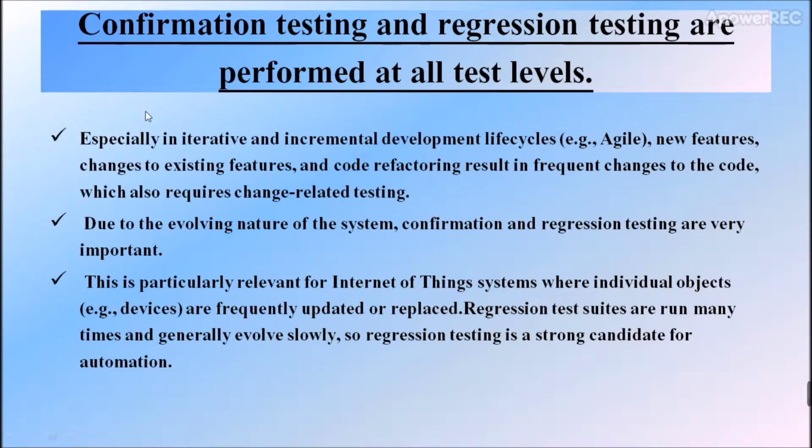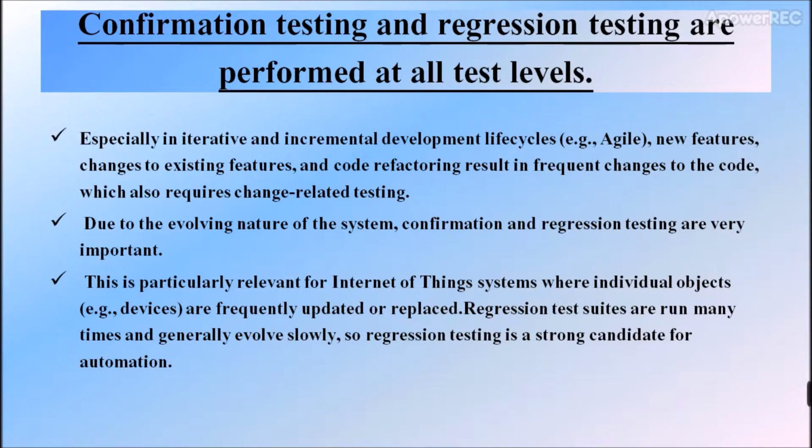Confirmation testing and regression testing are also done at all test levels. Especially in an iterative and incremental model like Agile, changes happen a lot. We have small iterations, and at the end of each iteration there is a change to the software which requires retesting and confirmation testing. Also in the Internet of Things, changes happen a lot. Every day there is an update to the device and that also requires regression testing and retesting.